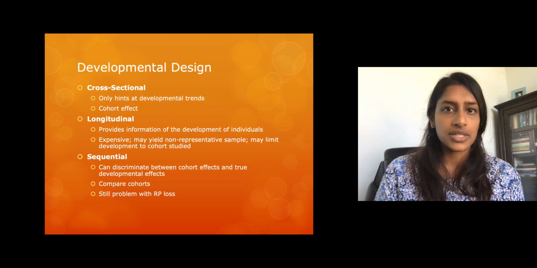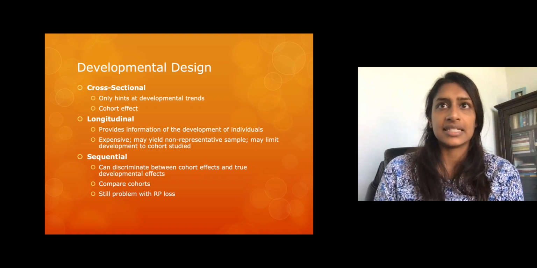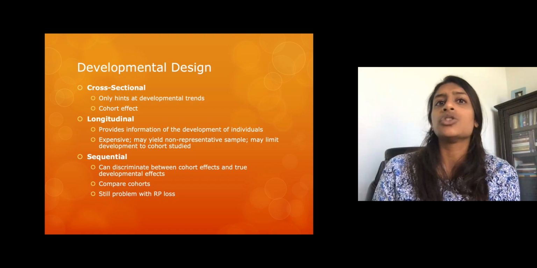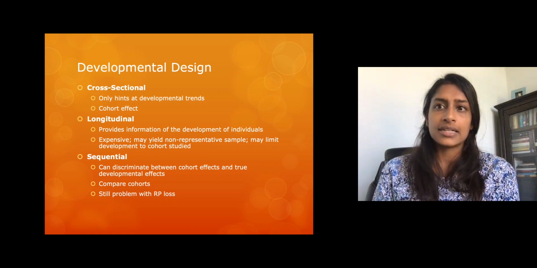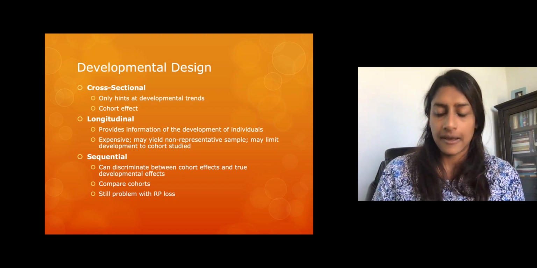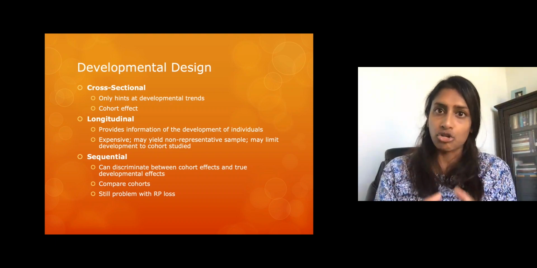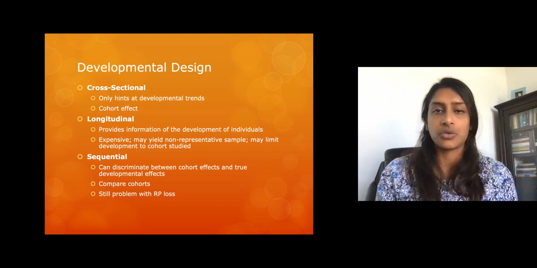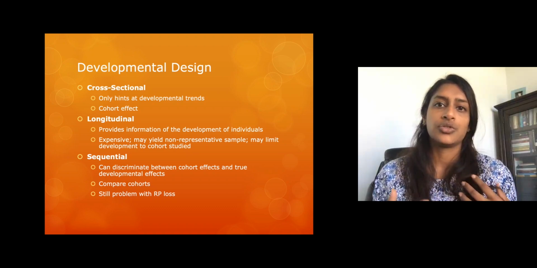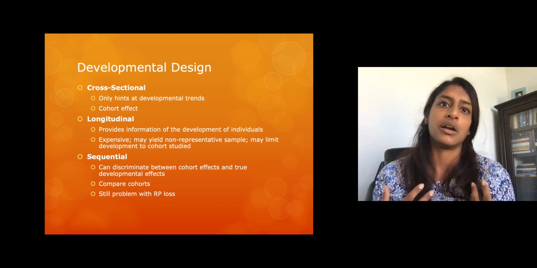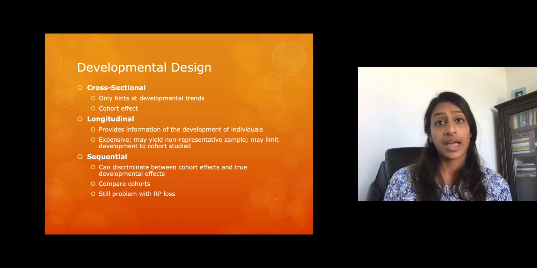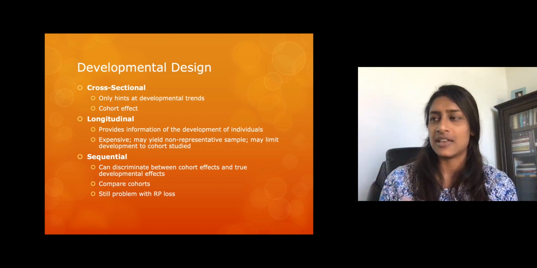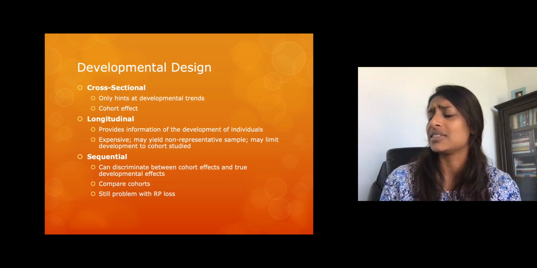So with our cross-sectional design, this really hints at some of the developmental trends that we might see. But we could see something called cohort effects here. And a cohort effect would be something that affects a group of kids. So they actually did a study similar to what I described, where they were trying to look at children's language acquisition and their ability to understand vocabulary.